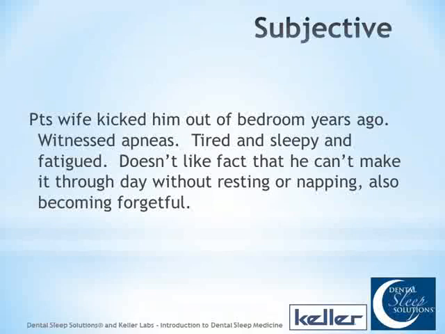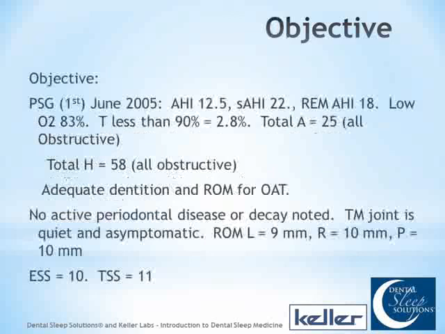Well, the objective are things that we can measure. And we get these from where? From our sleep study. When was it, the date? What was the AHI, the supine AHI, the REM AHI? How low did their oxygen go? A lot of times that will be reported as the O2 nadir. The time that they spend below 90% as a percentage of the time that they're asleep seems to be more and more a predictor of the severity of sleep apnea, and that's one of the things we want to document.